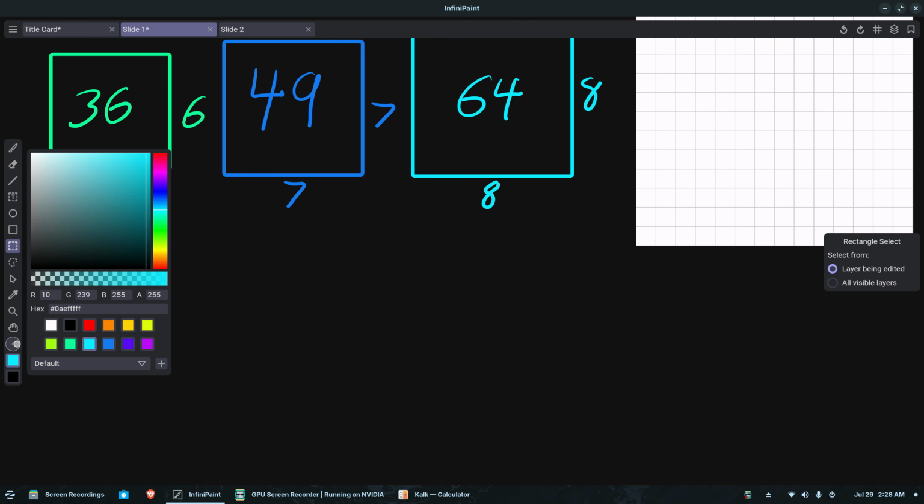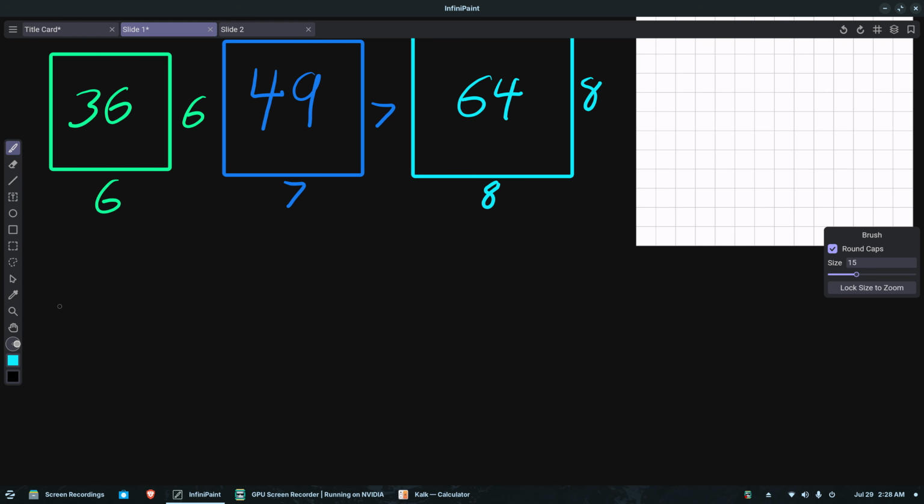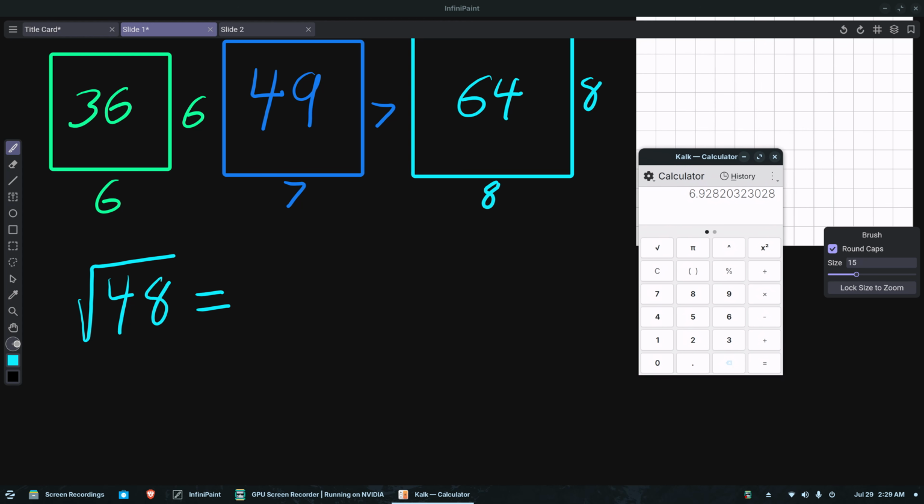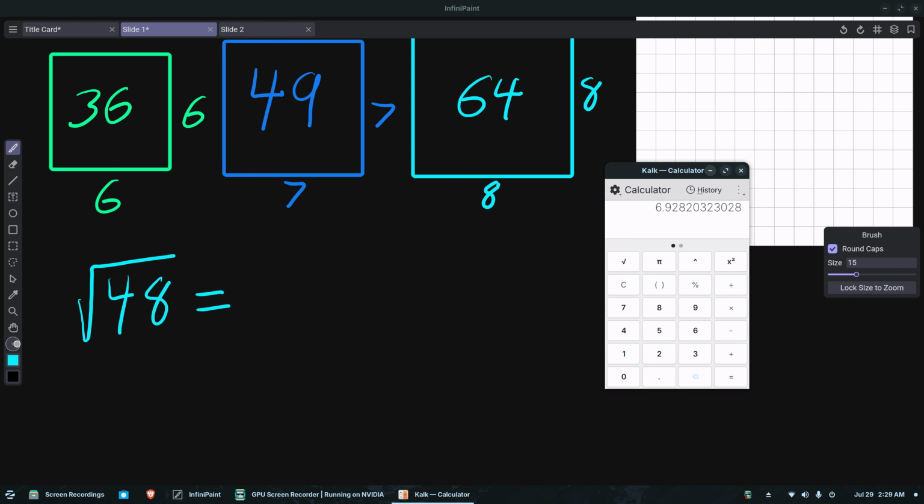So let's say we wanted to find the square root of 48. How would we do this? Well, we could put it into the calculator, and if we put the square root of 48, it's going to give us a decimal. And a lot of college professors don't really prefer that you give the answer this way. They want you to simplify this expression in the way I'm going to show you now.